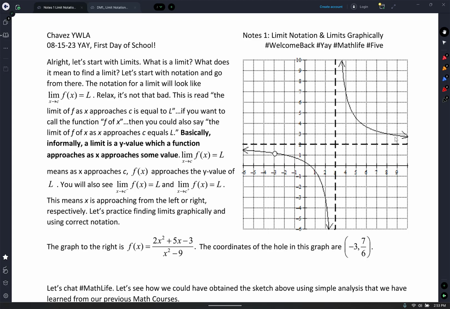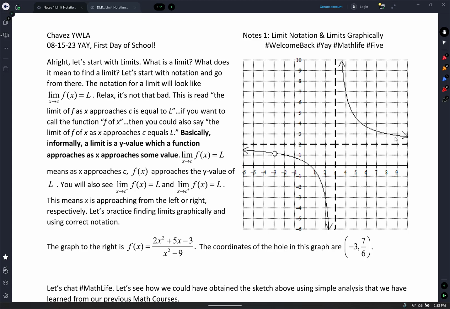All right, let's start with limits. What is a limit? Let's start with the notation and go from there. The notation for a limit will look like lim, and f of x equals L. Relax, it's not that bad. This is read: the limit of f as x approaches c is equal to L.